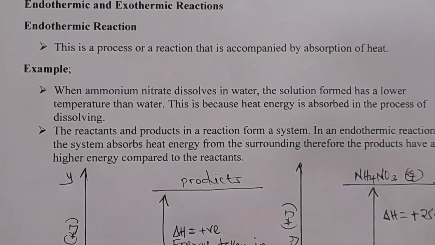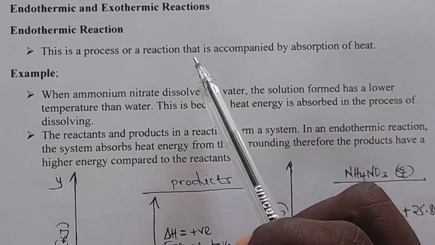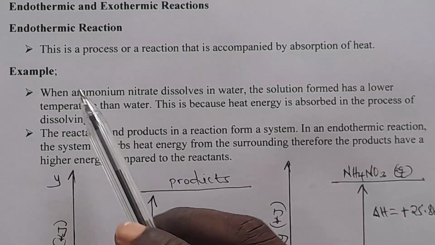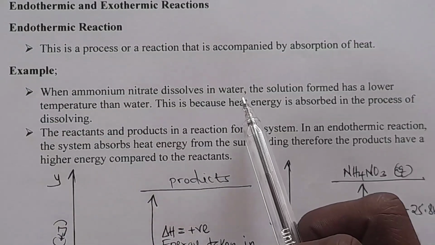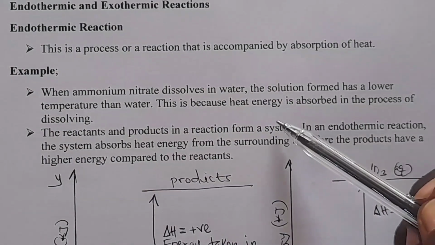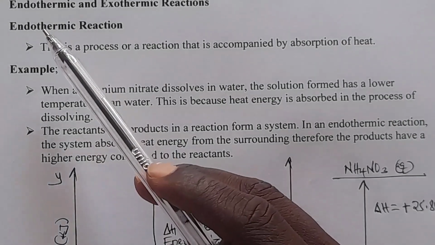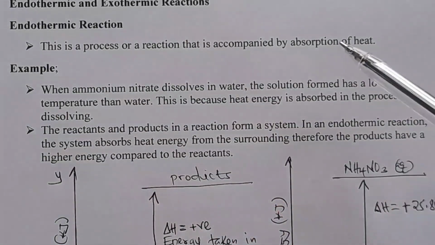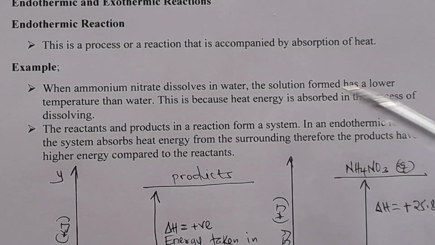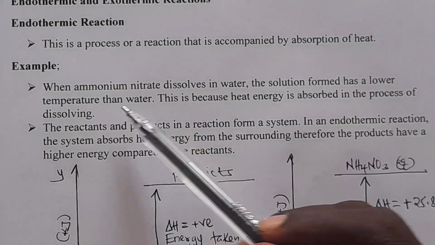Let's start with endothermic reaction. What is an endothermic reaction? An endothermic reaction is a process or a reaction that's accompanied by the absorption of heat. For example, when ammonium nitrate is dissolved in water, the solution formed has a lower temperature than water. This is because heat energy is absorbed in the process of dissolving. So an endothermic reaction is accompanied by the absorption of heat, and it results in a decrease in temperature. That's why the solution formed has a lower temperature than the water.